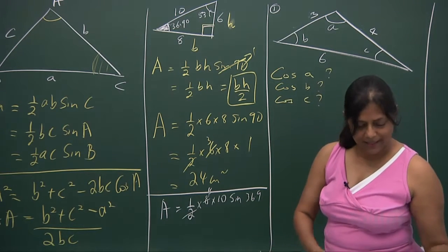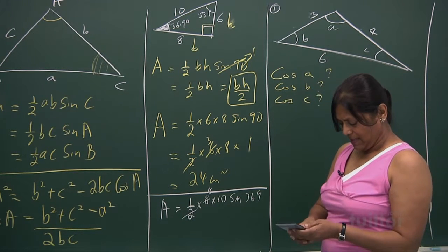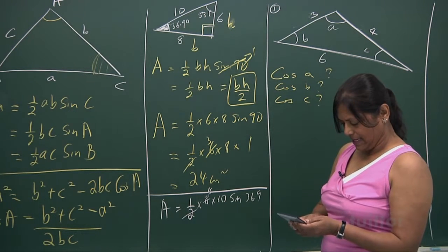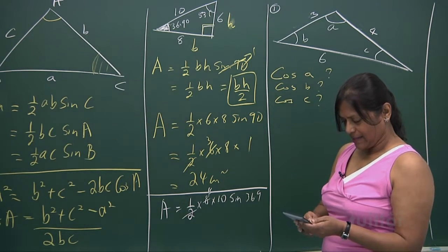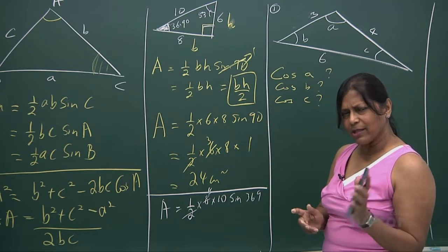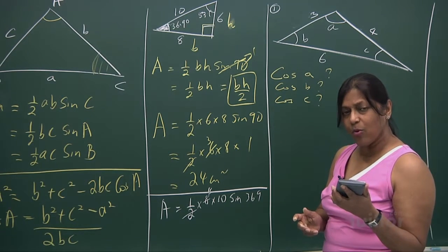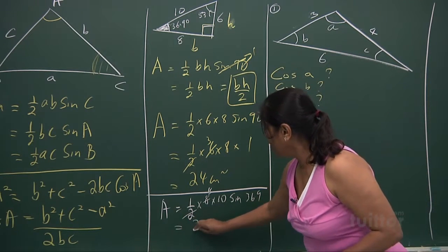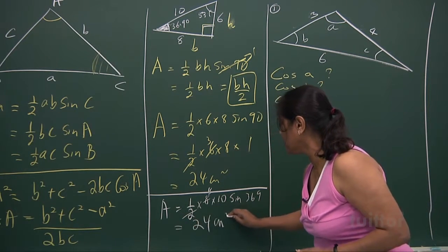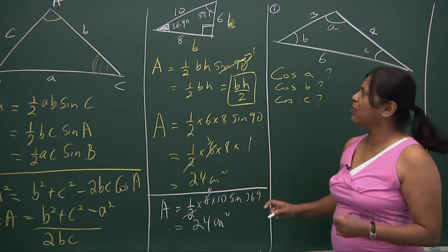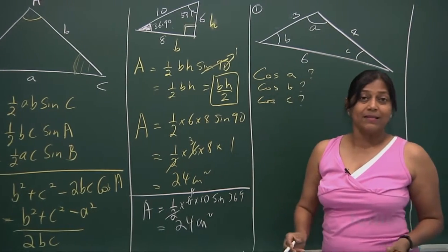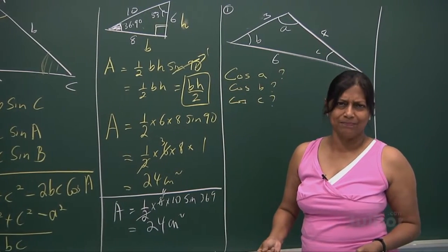Put it into your calculator: 40 times sine 36.9. Let's see what you get. Yes, I got 24.01. Right? So it is the truth. We still get 24 cm squared. It's 24.01 because perhaps these angles are rounded up. That's why we don't get the accuracy.